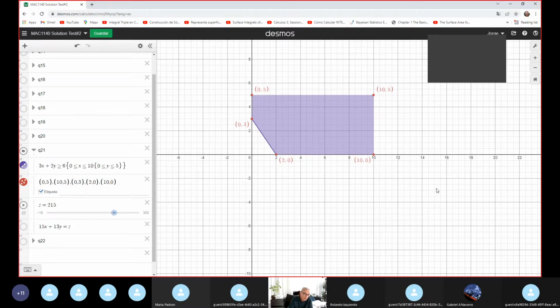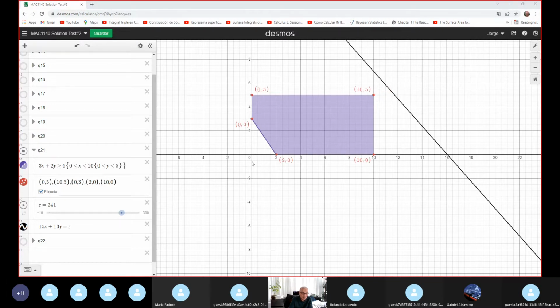One graphical and clear way, in my opinion, is you copy the objective function 15x plus 13y equals z, you declare z, and you create one slider. It's super easy to create a slider because you put c equals something, automatically it creates a slider. Yeah, I can see that you can move the slider here or here.